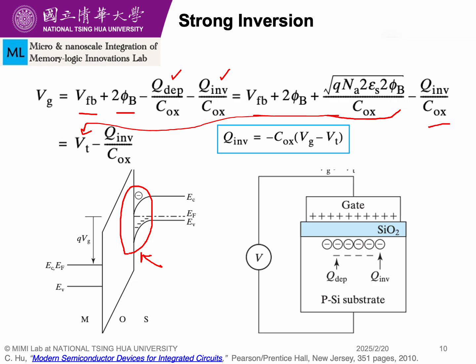So it means that during the inversion operation, the strong inversion, the MOS capacitor just behaves like a parallel plate capacitor, and the capacitance is COX, and the voltage drop is offset by the amount Vt.